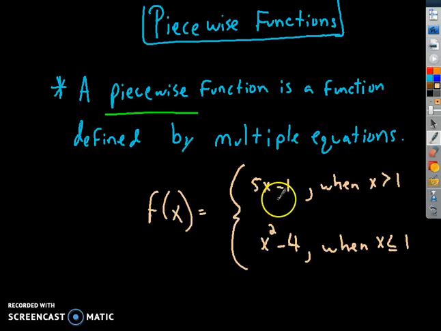But you can have more than just two equations. You can have an infinite amount of equations here. You can see some with 3 equations, some with 4 equations, and so forth. It represents that piecewise function. All right, let's get an example.